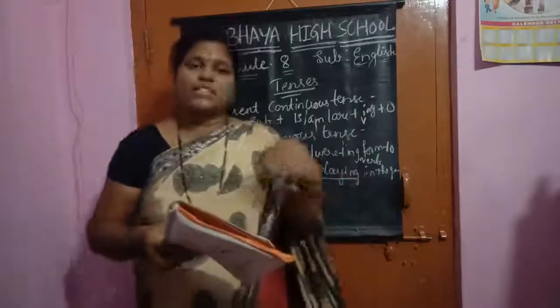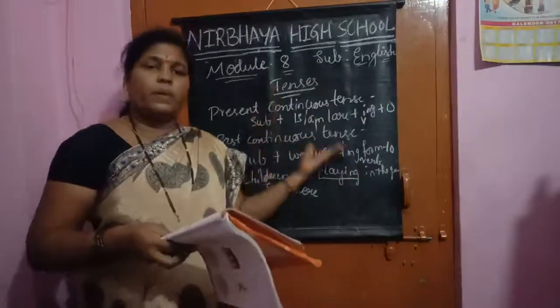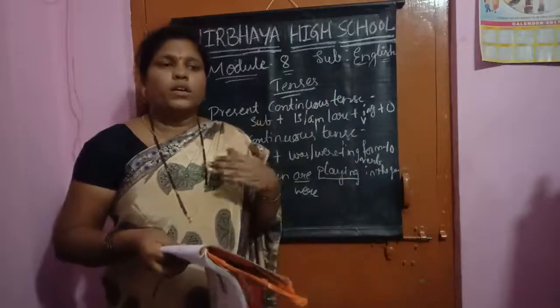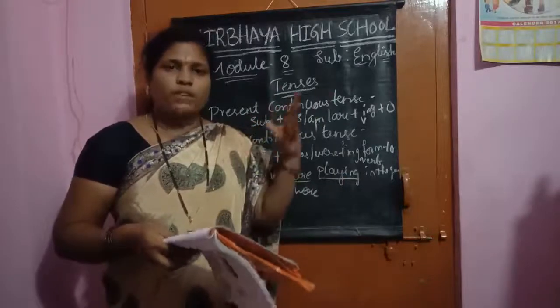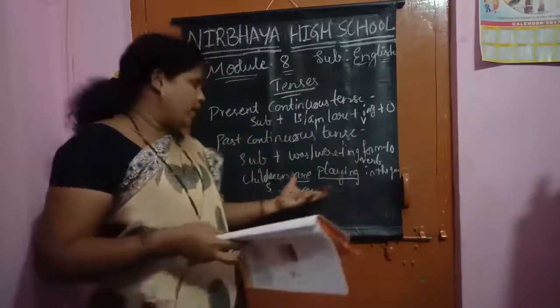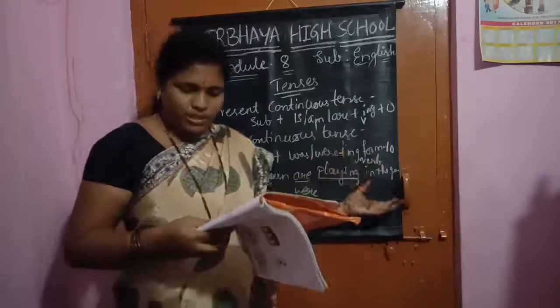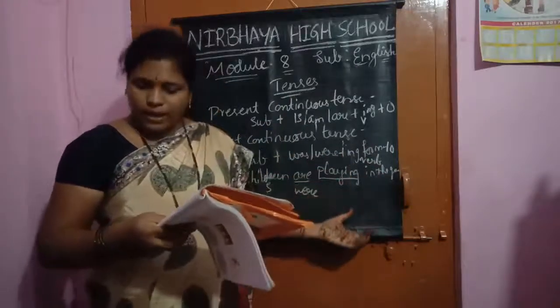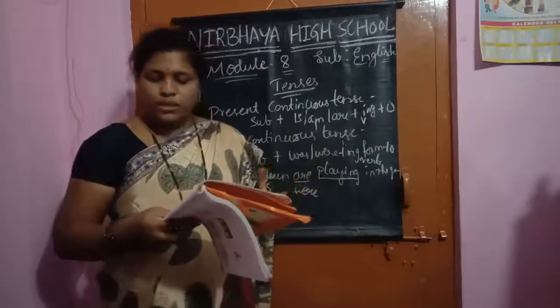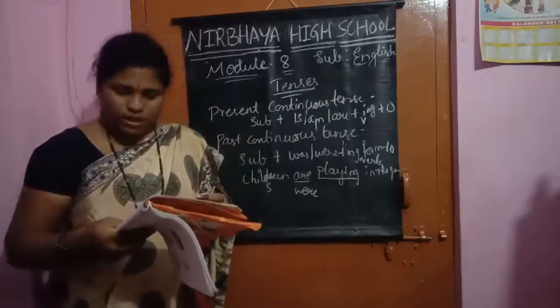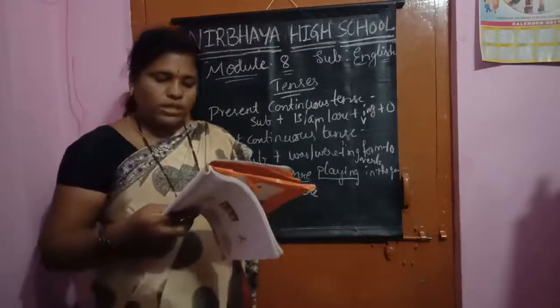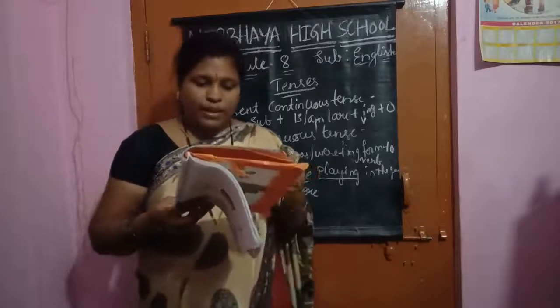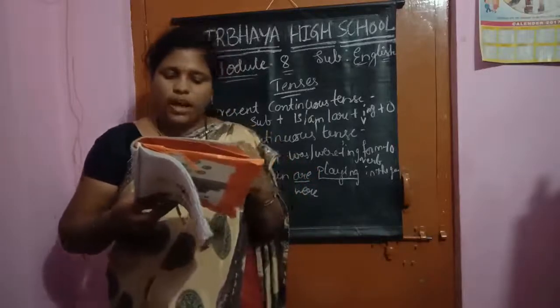At this time yesterday, what were they doing? Children were playing in the garden. Means today we are telling what they were doing yesterday. Like that, when you are explaining, that is past continuous tense. We will use were with you, we, they and plural nouns. Okay, children. Use was with I, he, she, it and singular nouns.